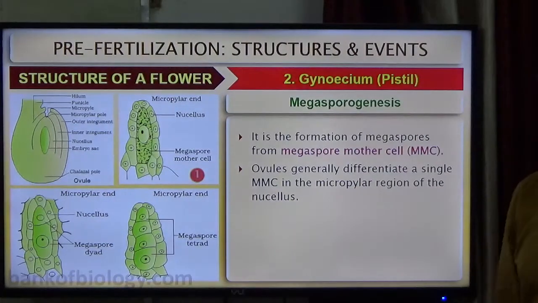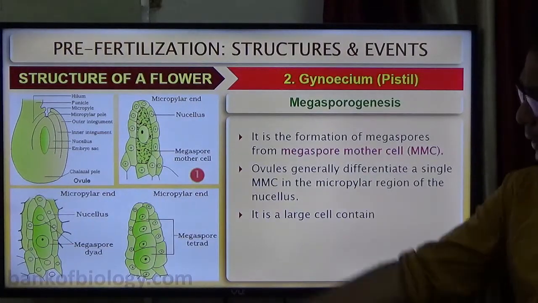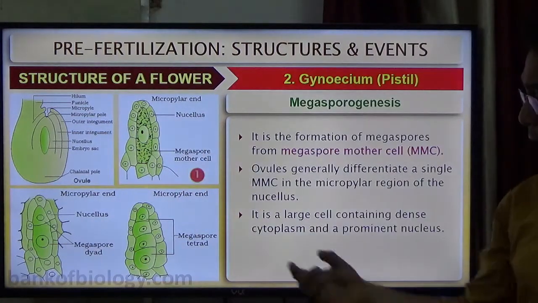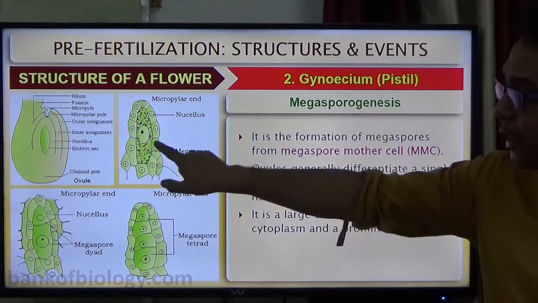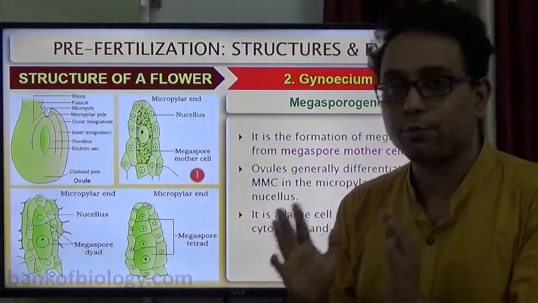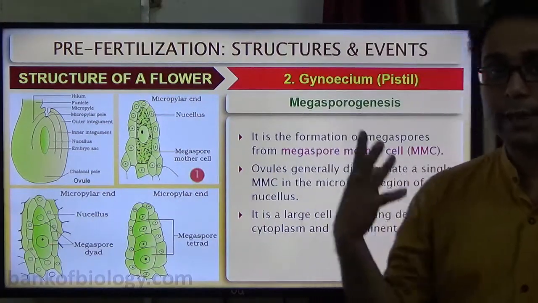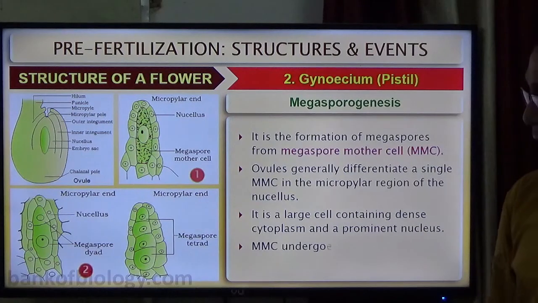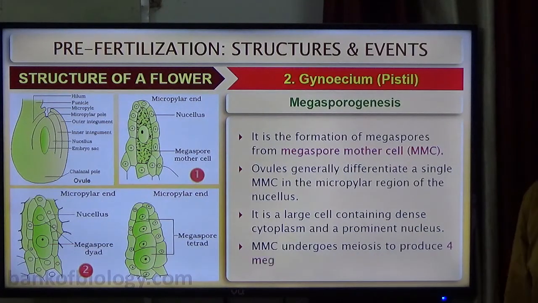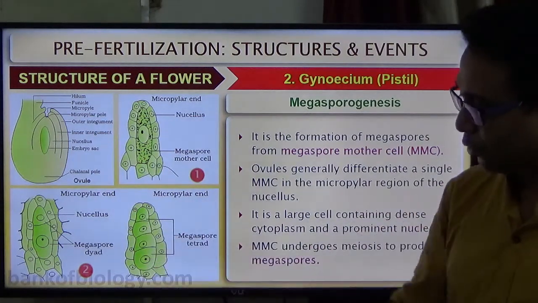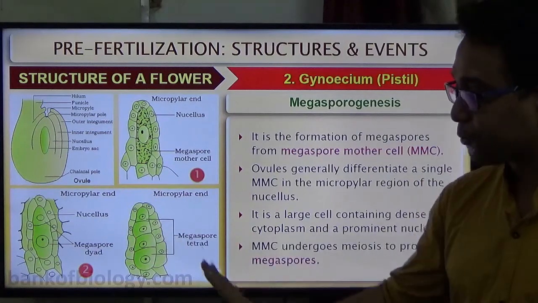Now what happens? It is a large cell containing dense cytoplasm and a prominent nucleus. You can see it, right? It is the megaspore mother cell. Now the cell division starts. What happens now? Next point. The MMC undergoes meiosis and produces 4 megaspores. 1, 2, 3, 4. Right? 4 megaspores are produced.